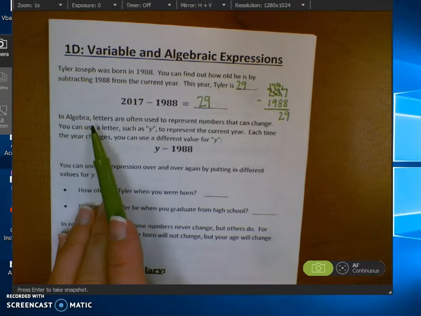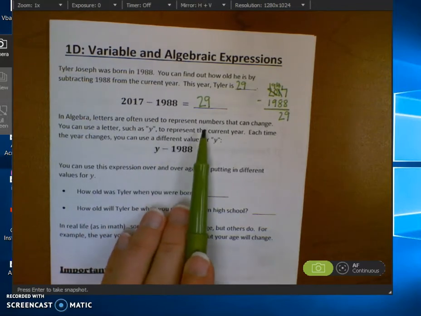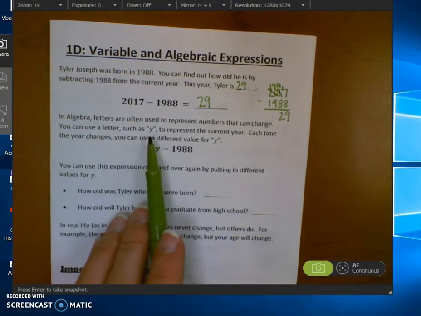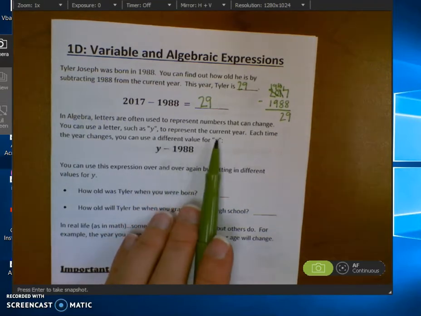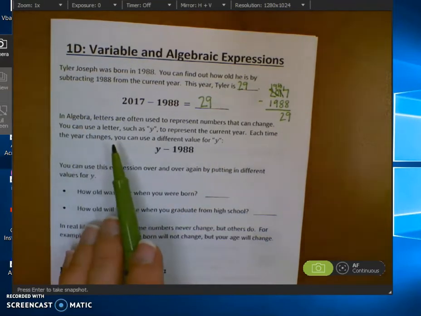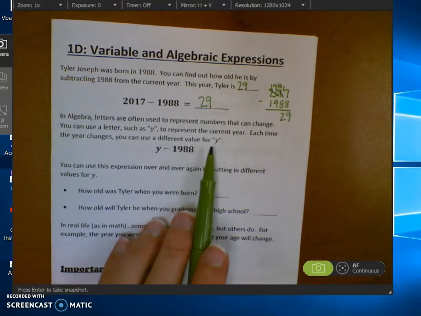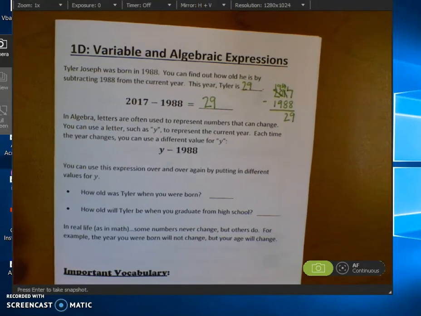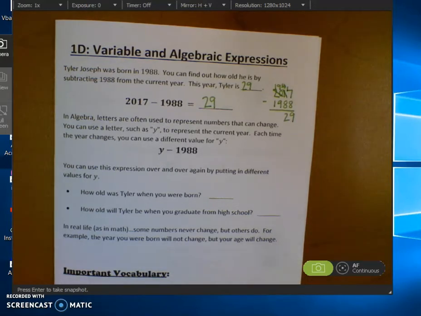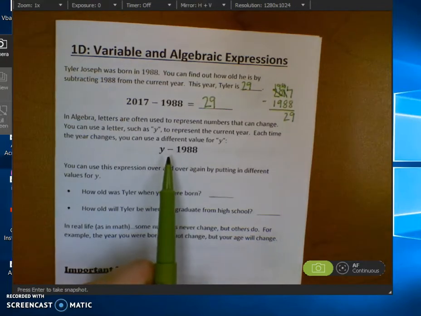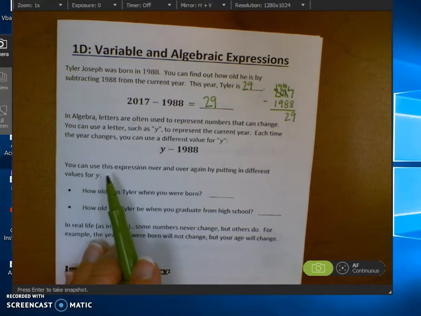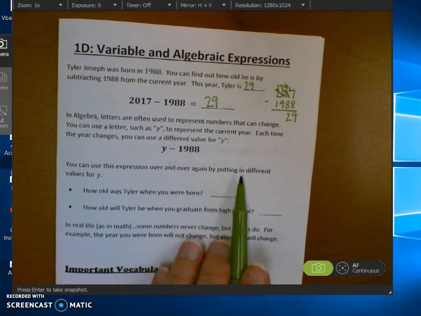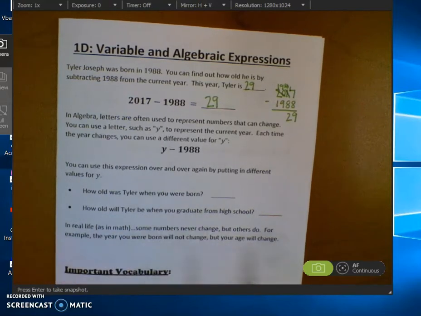Then it says, in algebra, letters are often used to represent the numbers that can change. You can use the letter Y to represent the current year. Each time the year changes, you can use a different value for Y. So next year, we could plug in 2018. Or if we wanted to know how old he was in the past, maybe in 1995, we can plug in 1995. You can use this expression over and over again by putting in different values for Y.